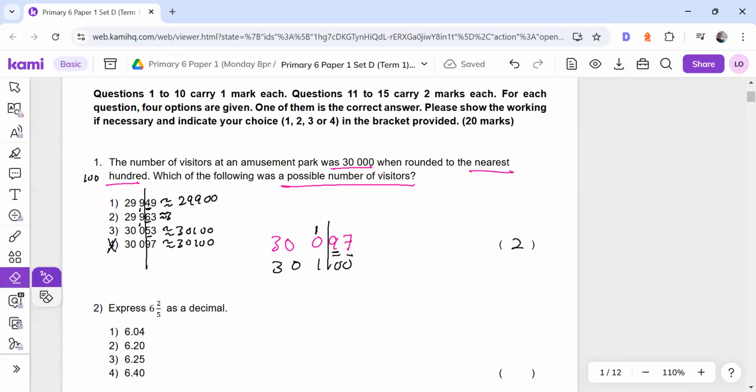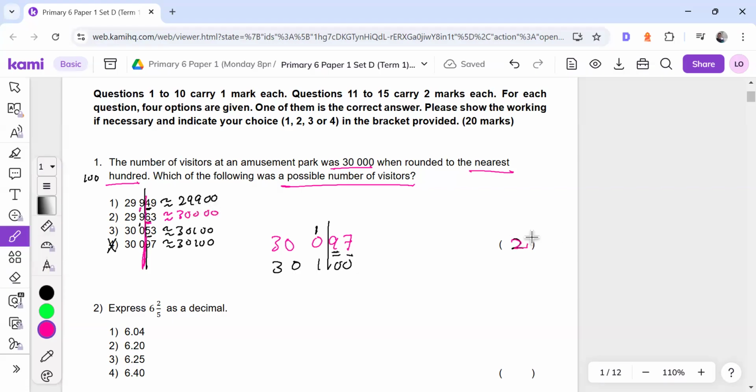Why is it number two? Let's go through one more time, right? You draw a line. Look at the digit nearest the line. There's a six there, so you have to round up, because it's five and bigger. So you round up, and you will get 300, and answer number two. So the lesson here is draw a line and then look at the digit nearest the line. If it's five and bigger, you add one. If it's not, then you don't do anything.